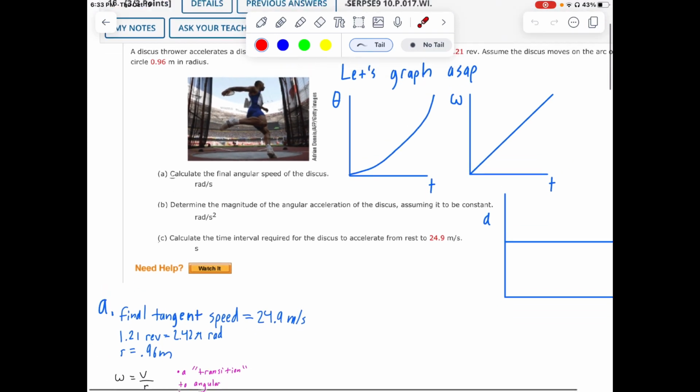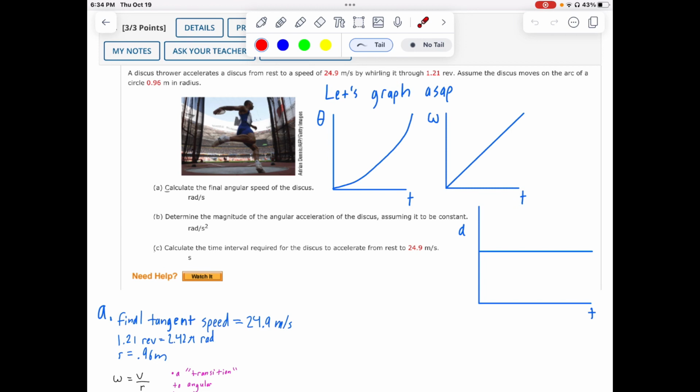So, first off, write our givens. If the final speed of the disk is 24.9, then I'll call that the final tangent speed because when the disk is released from the circle, when it's no longer in circular motion, it's traveling at 24.9 meters per second. And then we convert the revolutions they give us to radians, because that'll allow us to work with that quantity, and R equals 0.96.